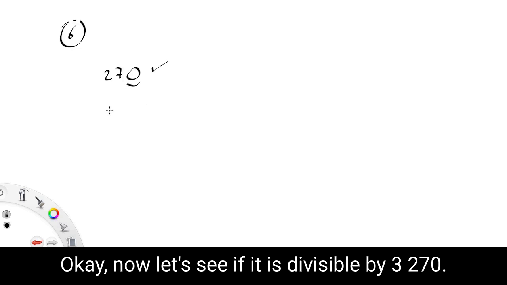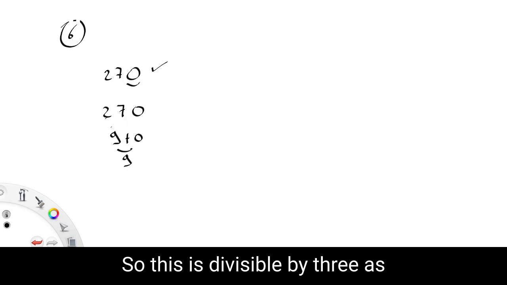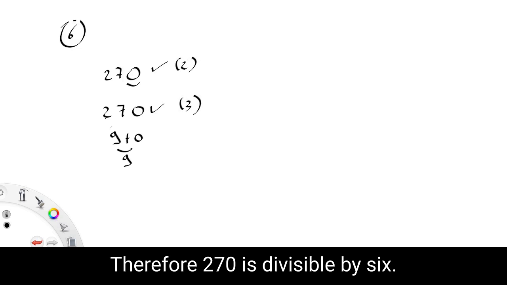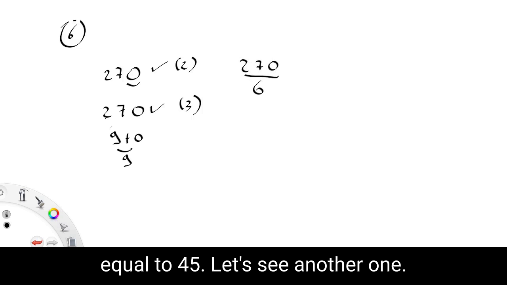Now, let's see if it is divisible by 3. 270. I add 2 plus 7 equals 9. 9 plus 0 equals 9. So this is divisible by 3. As it's divisible by 2 and 3, therefore 270 is divisible by 6. So 270 divided by 6 is equal to 45.